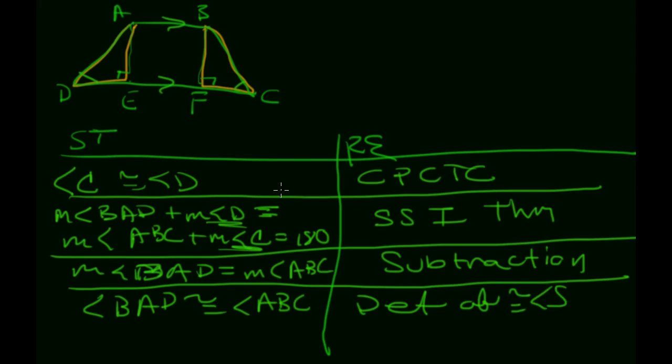So what have we proven here? That if I have an isosceles trapezoid, then the base angles, whether they be the bottom ones or the top ones, in fact must be congruent. All right. So we get a little bit more with the isosceles trapezoid.